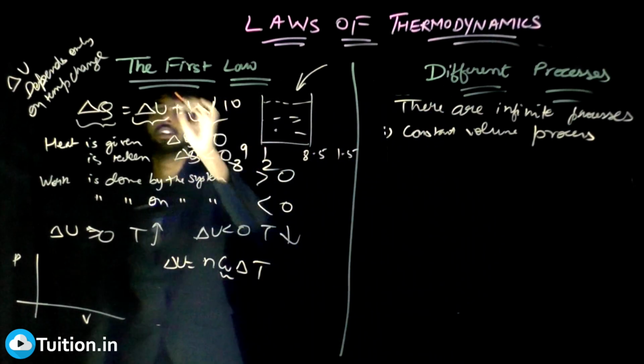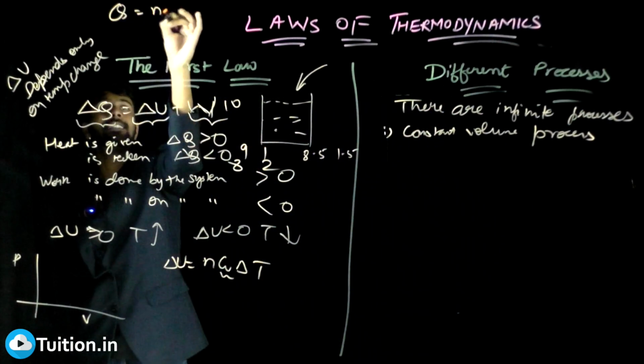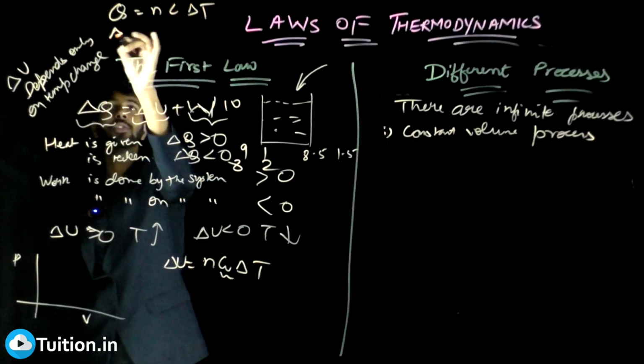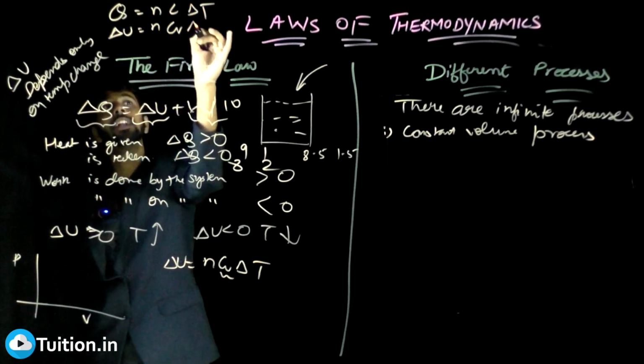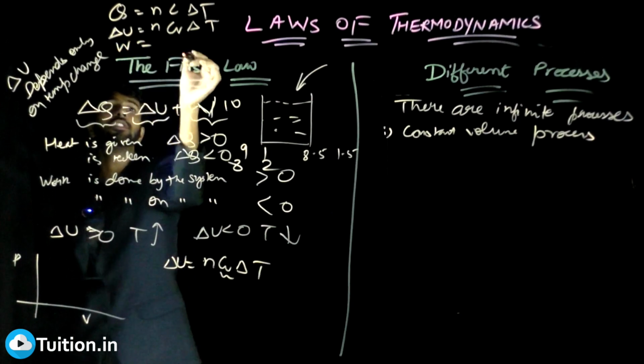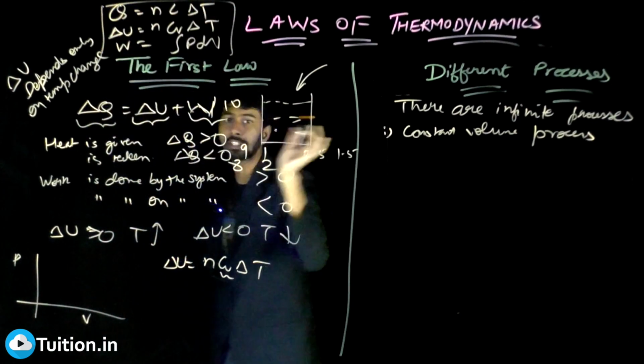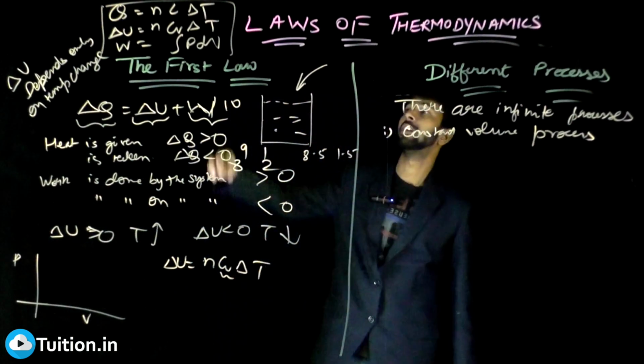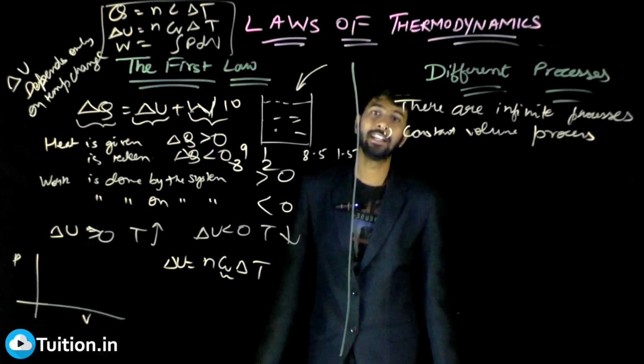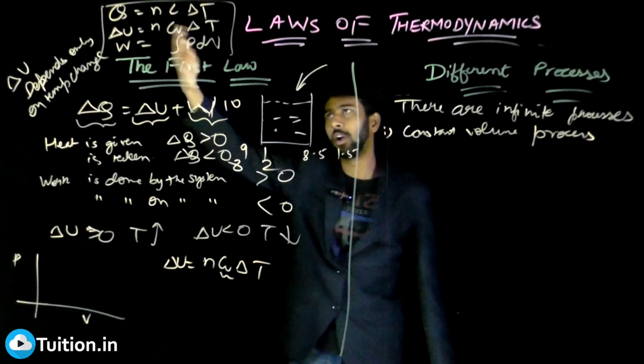So you need to know three formulas here. Q equals nCΔT, ΔU equals nCvΔT, and W equals integral PdV. These are the three formulas around which your entire chapter will be played. So how do you understand these three formulas?